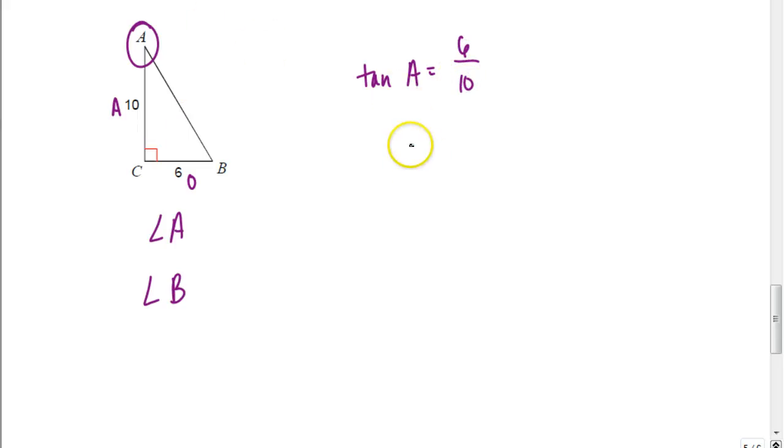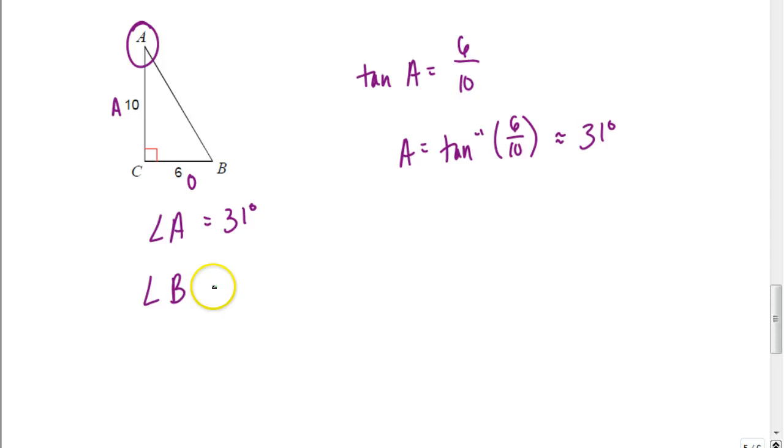So with that rule, to find the measure of angle A, I'm going to take the inverse tangent of both sides, giving me angle A is going to be the inverse tangent of 6 divided by 10. And if you do that on your calculator, you're going to get approximately 31 degrees. So just like we did in the previous video, if I subtract 31 from 90 to get the measure of my other angle, I get 59 degrees as my answer for my other angle there.